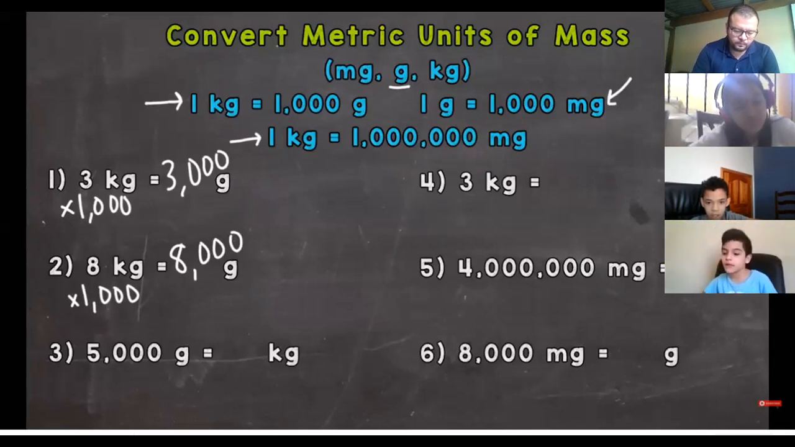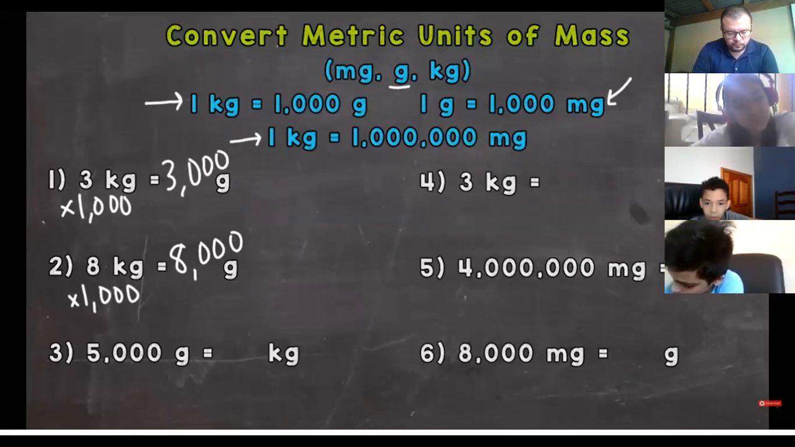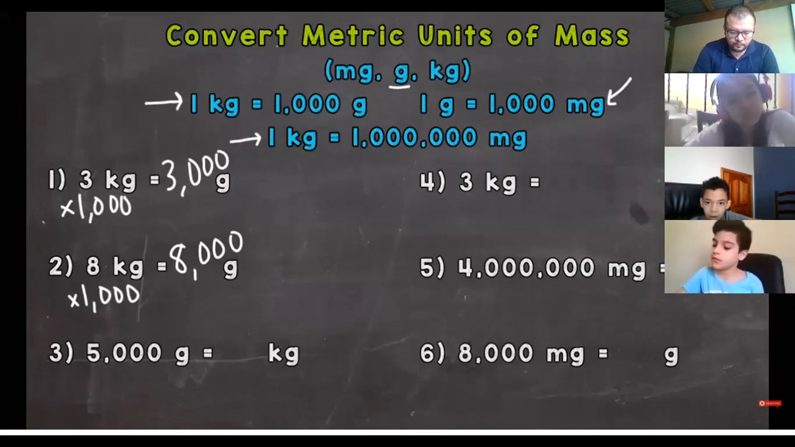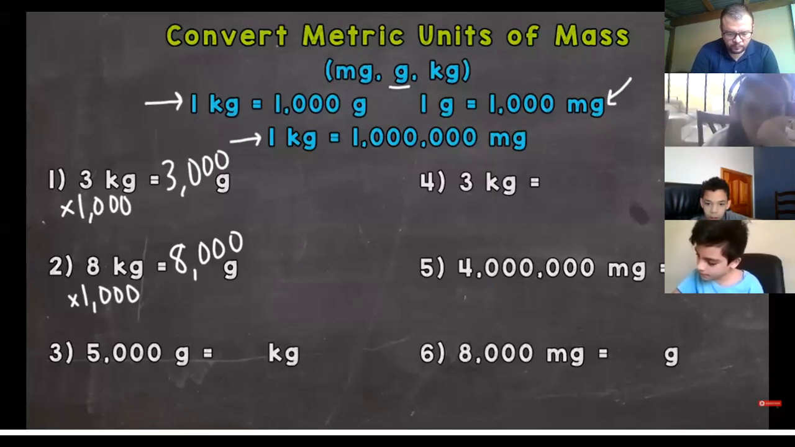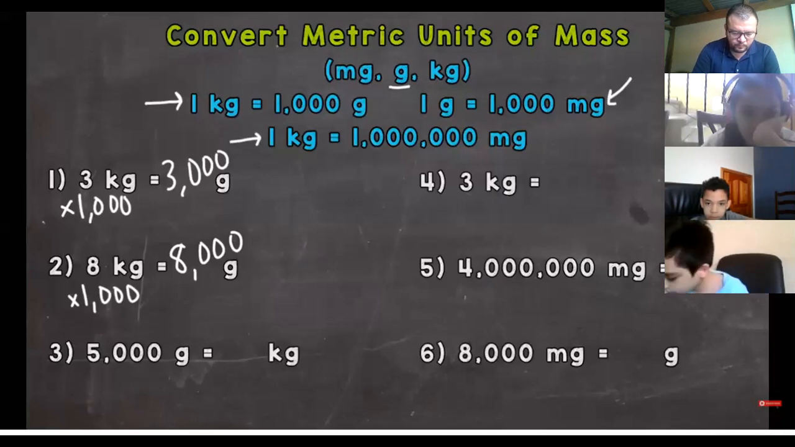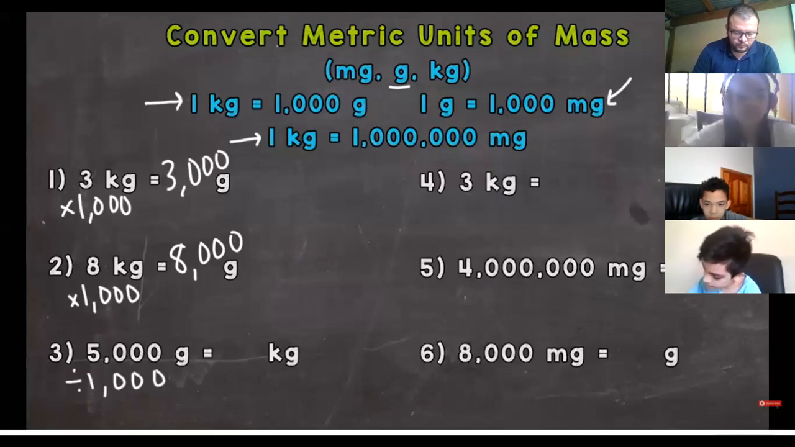For number 3, we're going to go the opposite way, from grams to kilograms. We start with 5,000 grams, and we need to split that 5,000 into groups of 1,000. Each one of those groups of 1,000 equals 1 kilogram. So when we're going from grams to kilograms, we need to divide by 1,000. 5,000 divided by 1,000 equals 5.